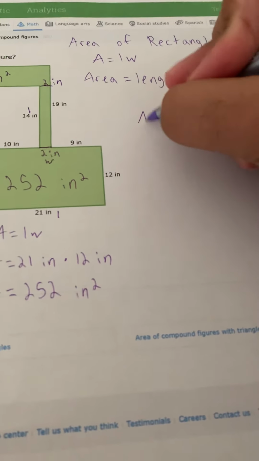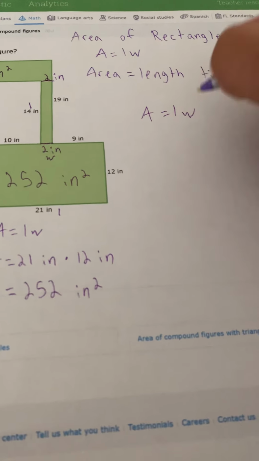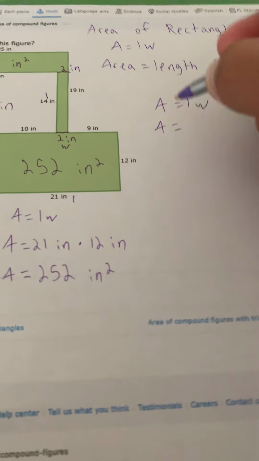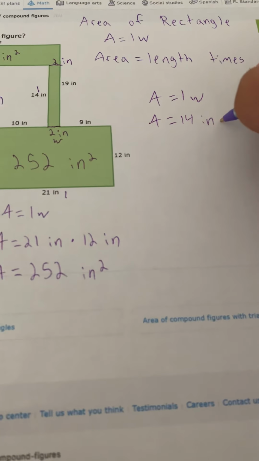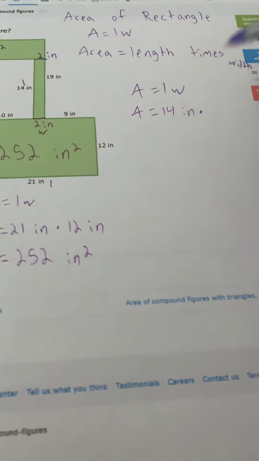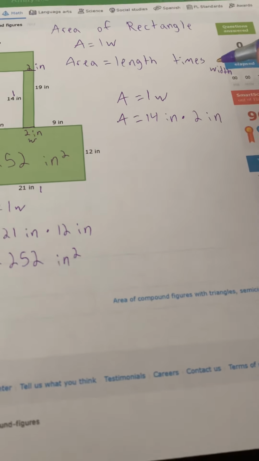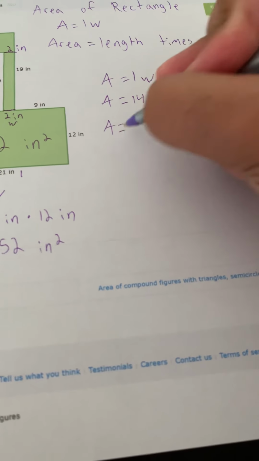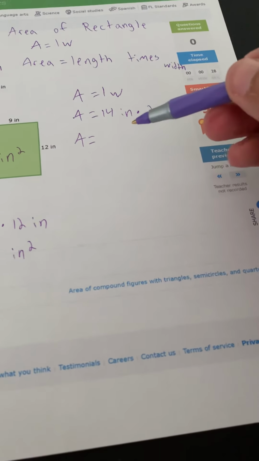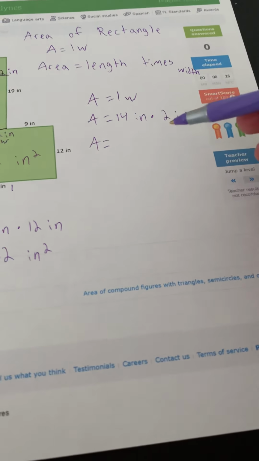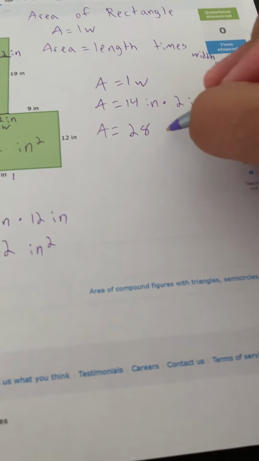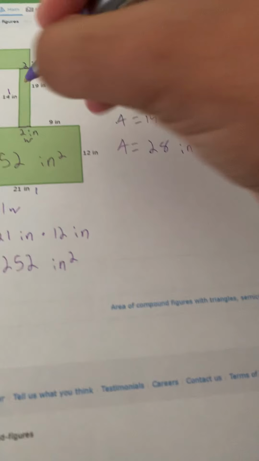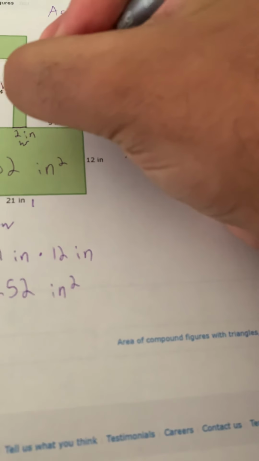So I'm going to do my same formula. A equals LW. So A equals the length is 14 inches times the width, which is 2 inches. So A equals, I'm not going to use a calculator for this. I just know this off the top of my head. 14 times 2 is 28. Inches times inches is inches squared. So this one's 28 inches squared.